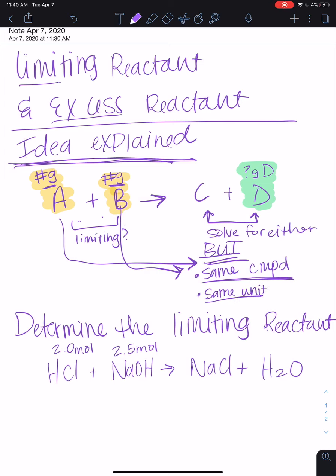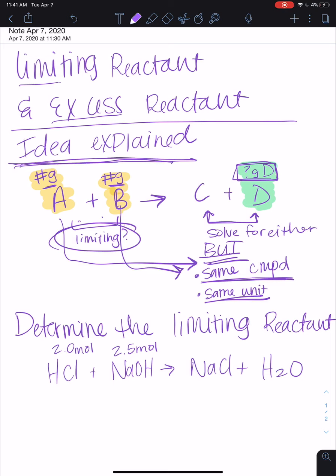So if you are asked which one is the limiting reactant, you have to solve A and B for the same compound and the same unit. It doesn't matter which one you choose. It doesn't matter if you want to solve for C or D or moles or grams. You just have to be consistent. Now, other times it will specifically ask you for grams of D or moles of D or grams of C or whatever. It just gets more specific, and when it gets more specific, it actually is a lot easier.